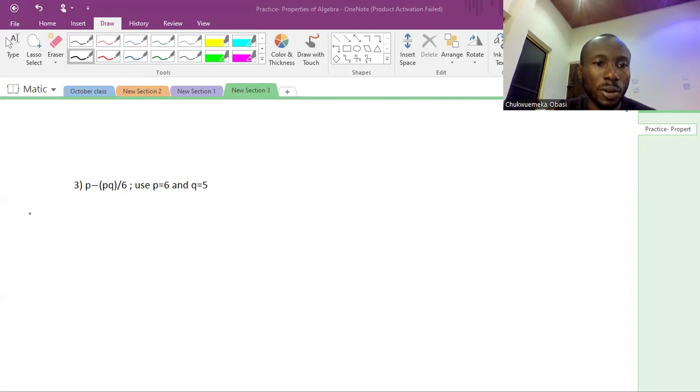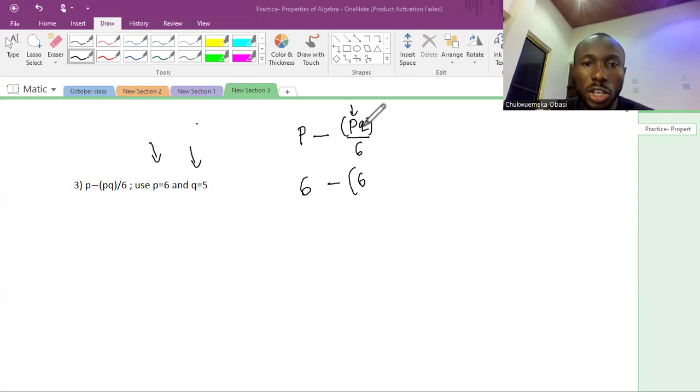So look at this particular problem. We have P minus PQ over 6. Okay, this is an algebraic expression, and they still want us to simplify it using the value of P and the value of Q. So all you need to do is to plug in the values and simplify. So P is 6, here becomes 6, and this becomes 6 because we have 6 right there. And Q is 5. You know, PQ actually is P times Q.